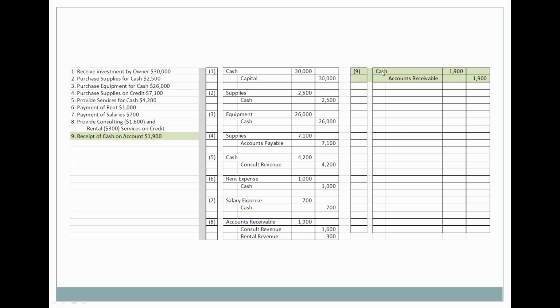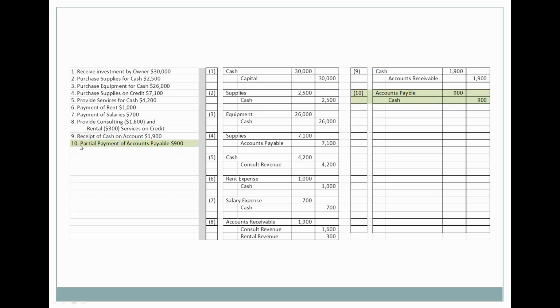Next, our client's going to pay us for the bill that we sent them for the revenue and the rental. The services and the rental. So cash is going to increase $1,900, and accounts receivable as an asset will be decreasing by $1,900.